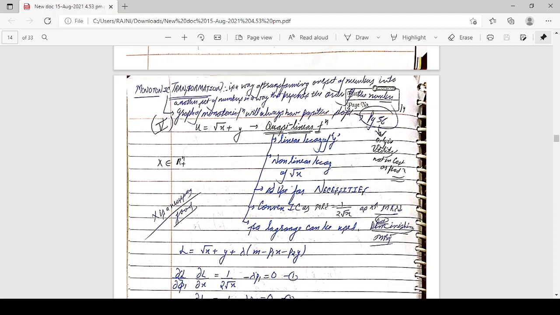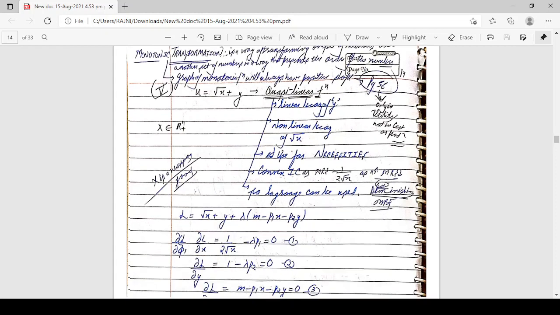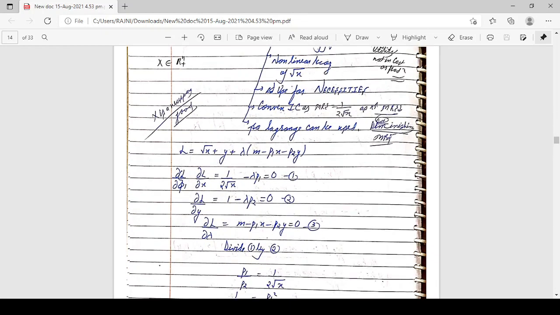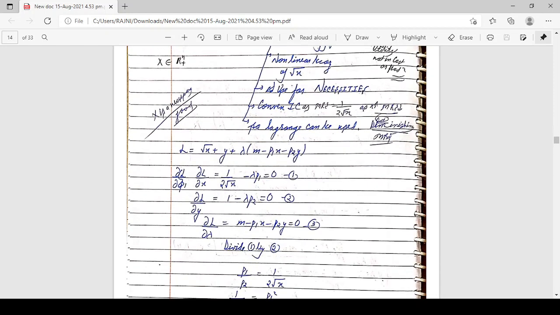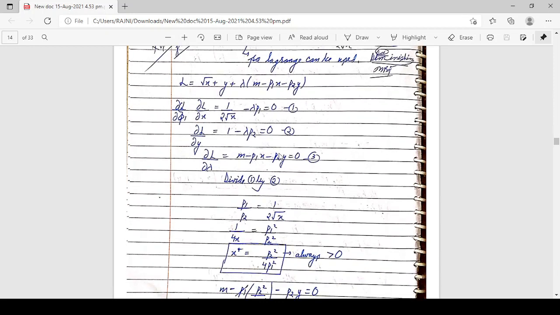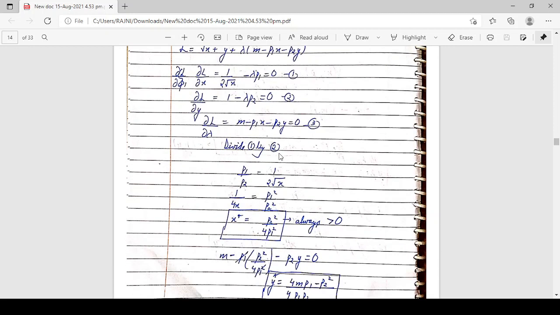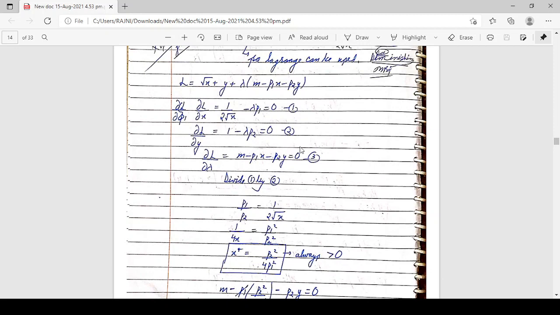Due to the indifference curve being convex, we can use a Lagrange function, where we will be maximizing the objective function, which is the utility function, given the budget constraint. Here we have written it like that: L is equal to root x plus y, subject to the budget constraint of this. As we can use the Lagrange function here, we first differentiate it with respect to x, then with respect to y, and then with respect to lambda. So you get the first three equations.